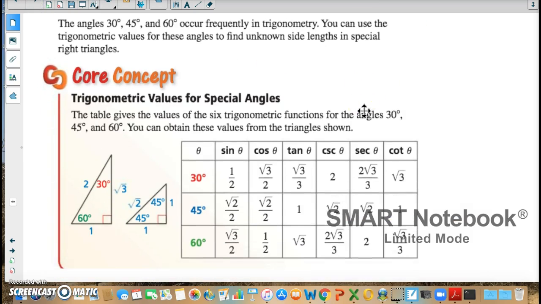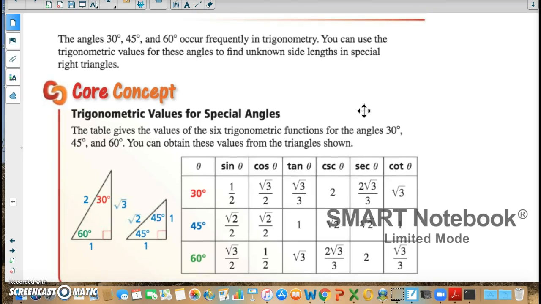All right, again, this is a reminder from algebra. You did this in geometry. We looked at special right triangles. This is the 45, 45, 90 triangle. This is one, this is one. You can use the Pythagorean theorem and you'll find out this is square root of 2.